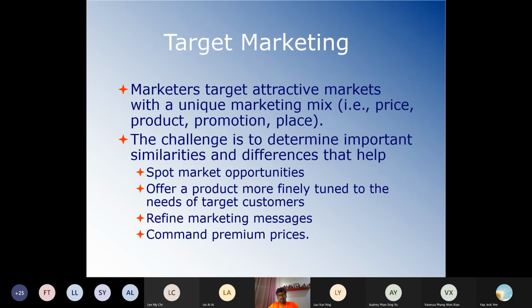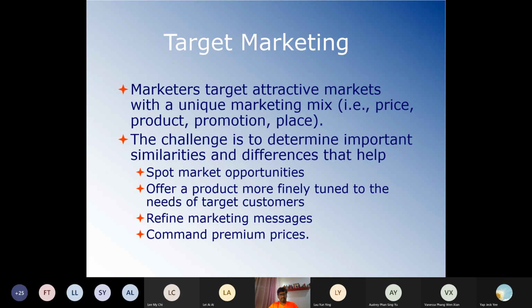So when you identify your subgroup, whether the subgroup is considerably potential or not, then you will be able to identify the opportunities associated with that subgroup and offer a product more finely tuned to the needs of the target customers. As I said, when you segment the market, you will better understand the market and the consumer need, and thereby you can tailor the products so that it meets the demand, or the needs or wants of the customer. And refine the marketing message.